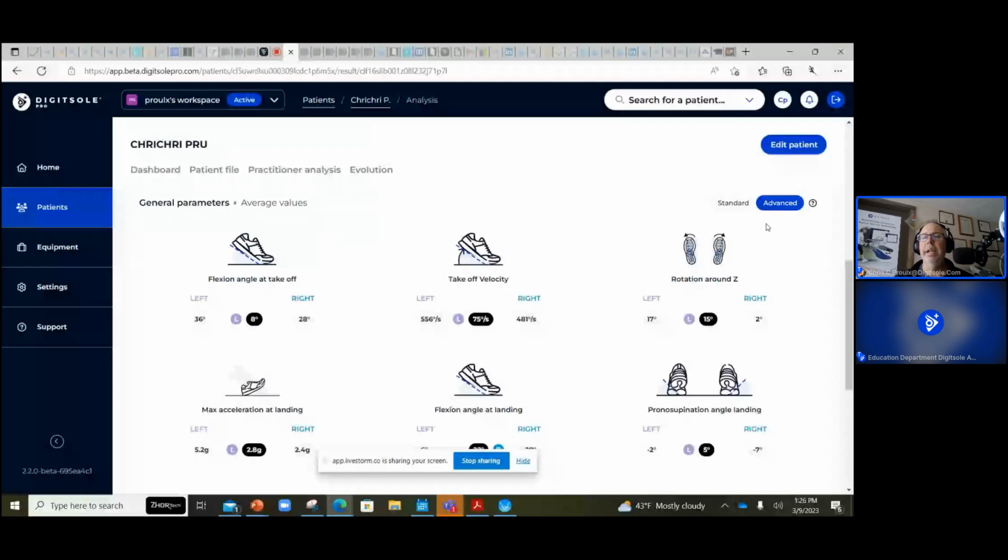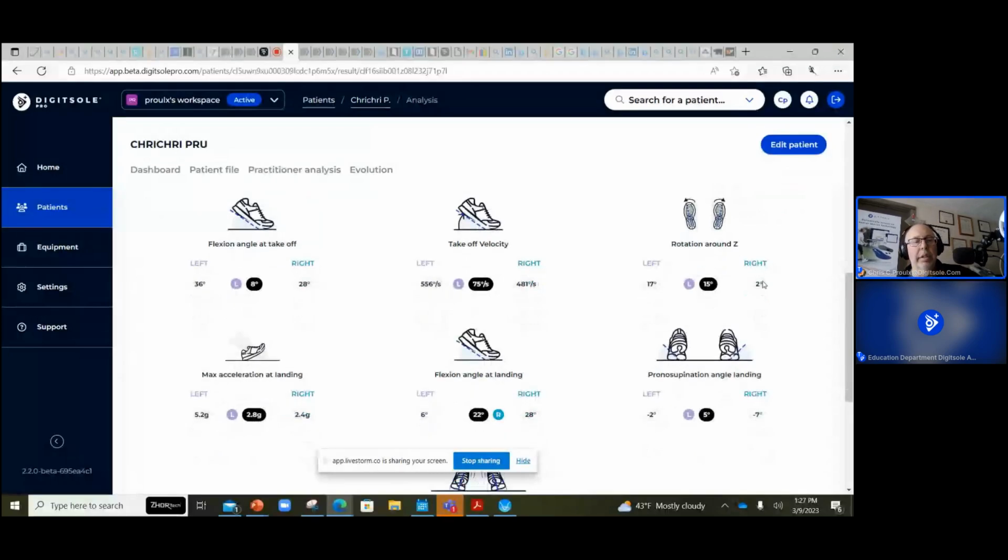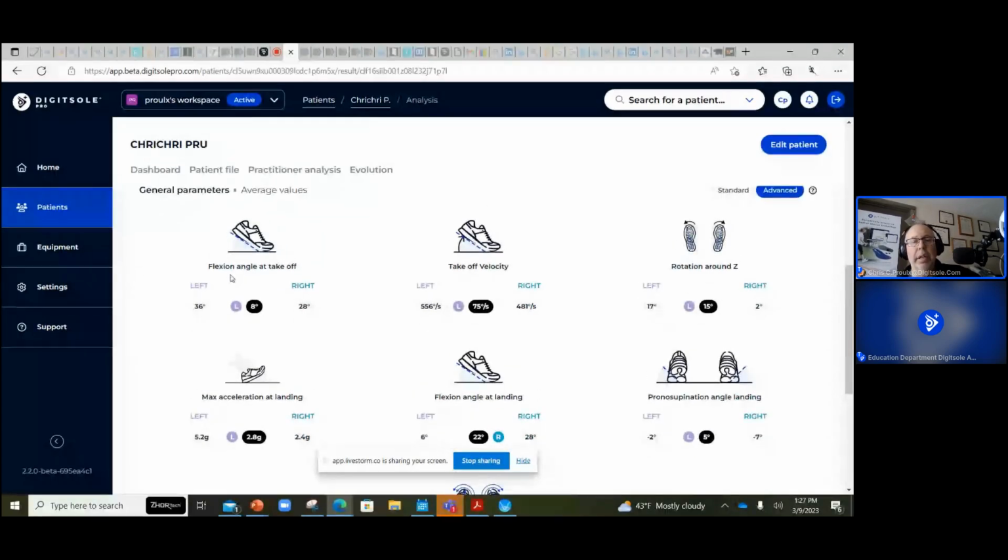So then I click on the advanced, and the advanced now gives me all of the characteristics. Okay. So we looked at flexion angle at takeoff, we looked at takeoff velocity, and now we've got rotation around the Z axis. Rotation around the Z axis is like the foot progression angle that we see in walking.